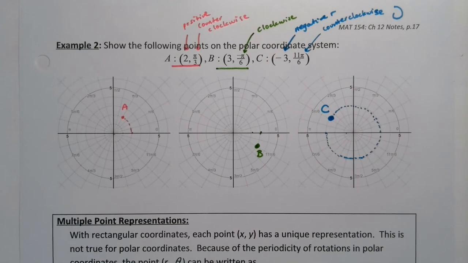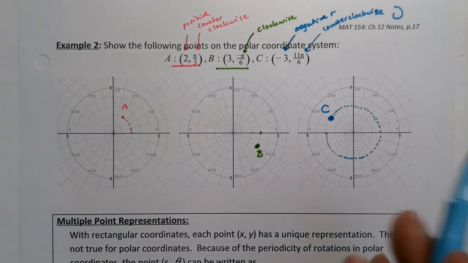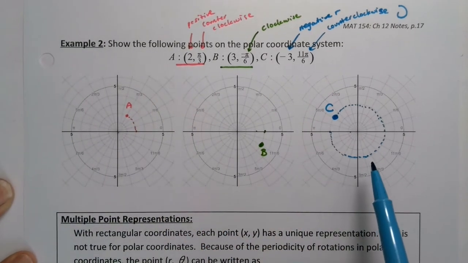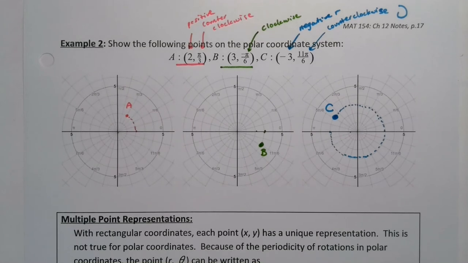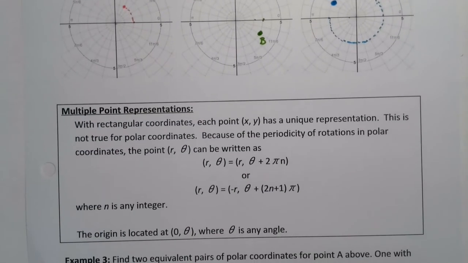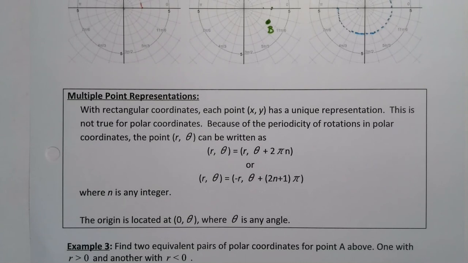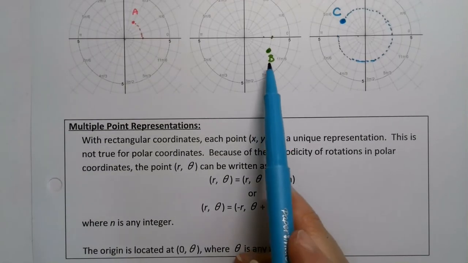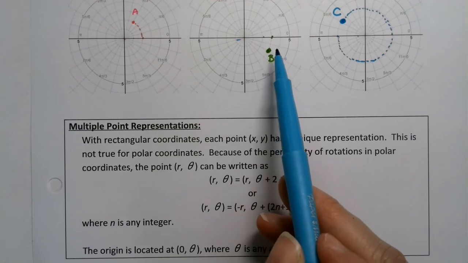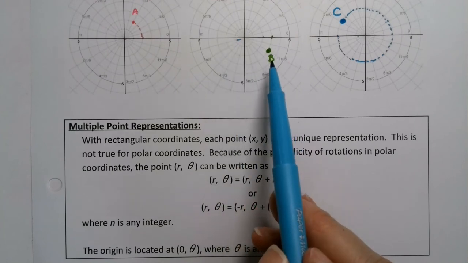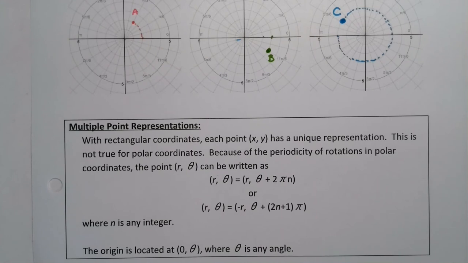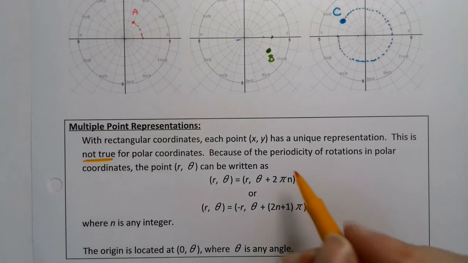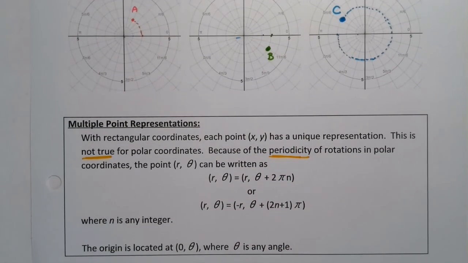Amazing, isn't it? You can get to all sorts of points on the grid that you know and love, but with a completely different way of thinking about it. Now, there's one other thing that I mentioned in passing, but we want to remind ourselves that there's periodicity in points in the polar coordinate system. So with rectangular coordinates, if I look at B, you go over to the right and down, and that's it. x, y. But in polar coordinates, that's not true. There's infinitely many ways because of the periodicity of the rotations in polar coordinates.